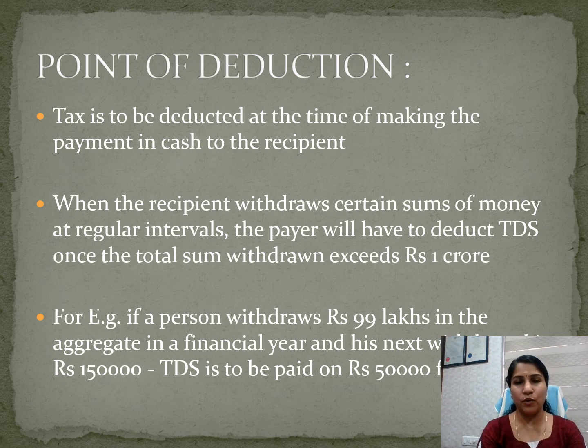Let's understand it through an example. Imagine a person withdraws rupees 99 lakhs up to February in a financial year from his bank account, and in March he is making another withdrawal of rupees 1,50,000 from his account. Now, Section 194N will be attracted and TDS will be deducted from rupees 50,000, that is the amount over and above rupees 1 crore, and TDS has to be deducted and paid on rupees 50,000.